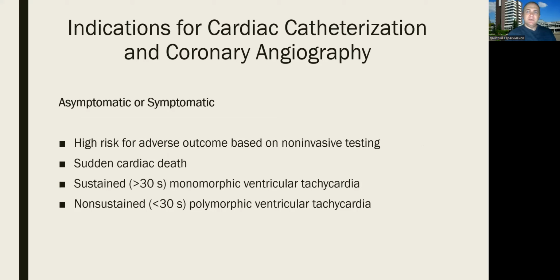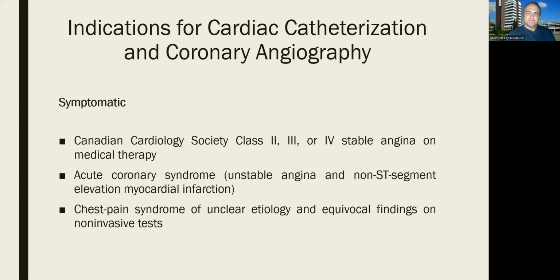What are the indications for cardiac catheterization and coronary angiography? Asymptomatic or symptomatic patients. First of all, we have to estimate whether the patient has high risk for adverse outcomes based on non-invasive tests. Sudden cardiac death risk, presence of sustained (more than 30 seconds) monomorphic ventricular tachycardia or non-sustained (less than 30 seconds) polymorphic ventricular tachycardia in anamnesis.